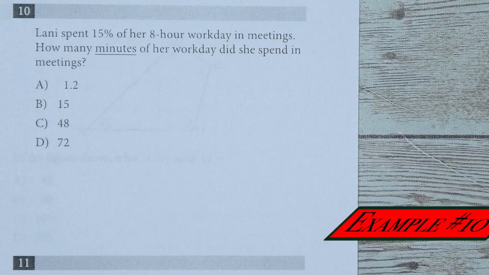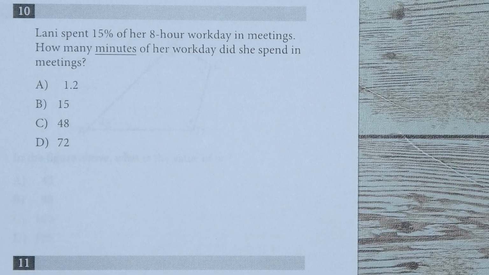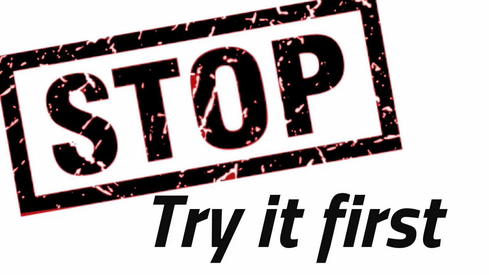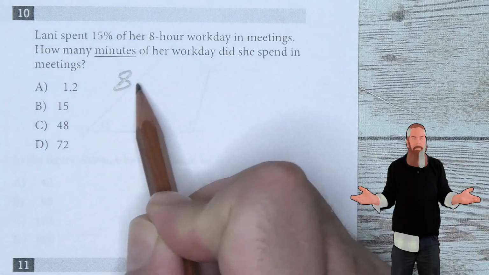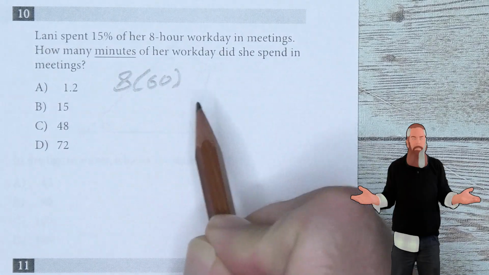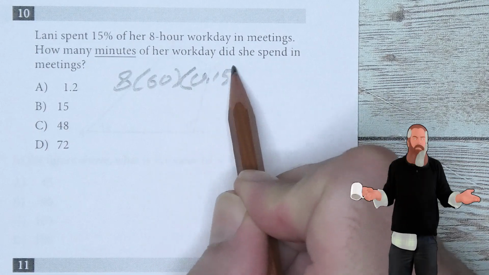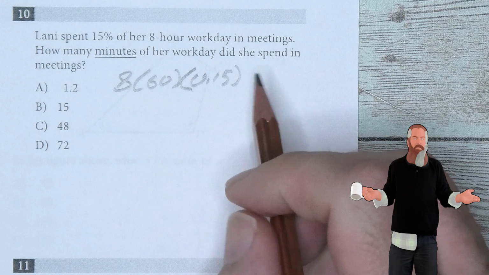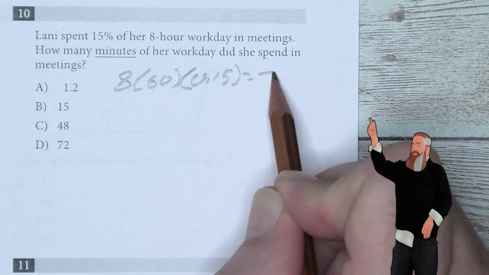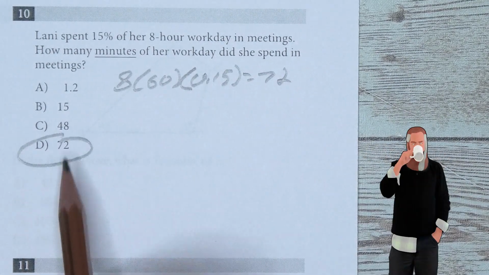Lonnie spends 15% of her 8-hour workday in meetings. How many minutes of her workday did she spend in meetings? So if we have an 8-hour workday times 60 minutes per hour, and 15%, 0.15 of it, is spent in meetings, just by using the calculator, we get 72. So D is the answer.